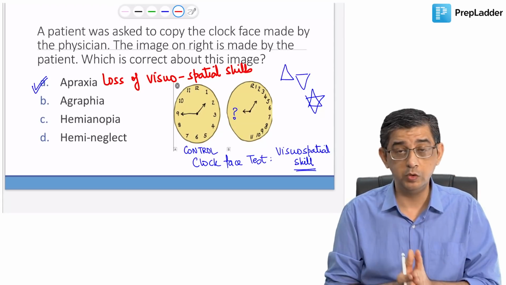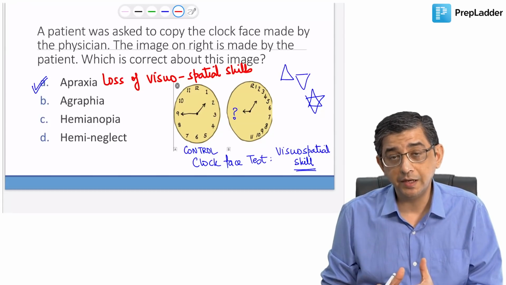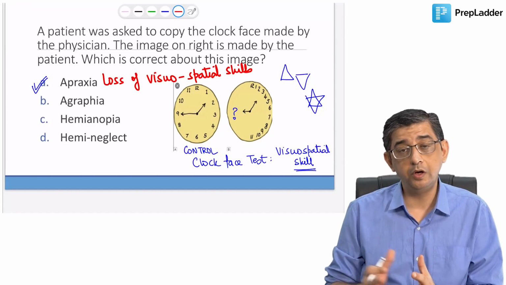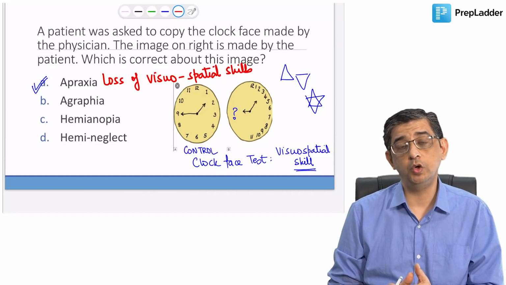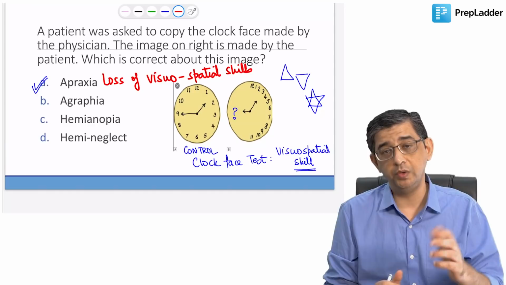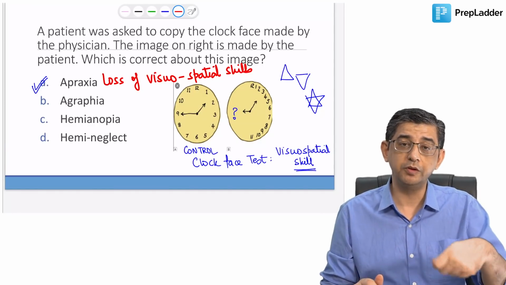On this, the query of most of you young doctors will be, sir, then what is hemi-neglect? Well, hemi-neglect is a feature of non-dominant parietal lobe damage, where the person will use only one hand. Like he will use, let me say, only the left hand to eat. Or if there is food in the plate, like rice in the plate, he will eat only from the left side.